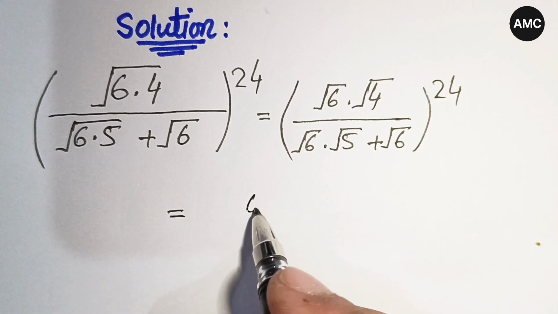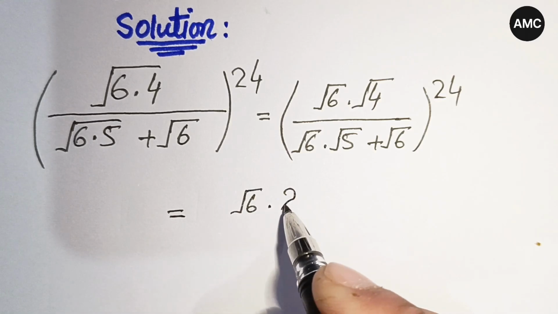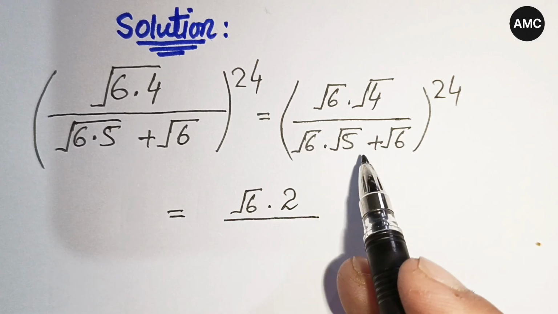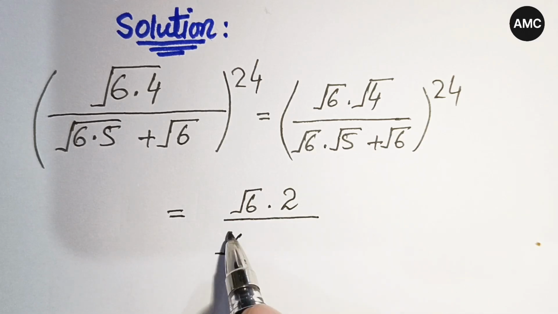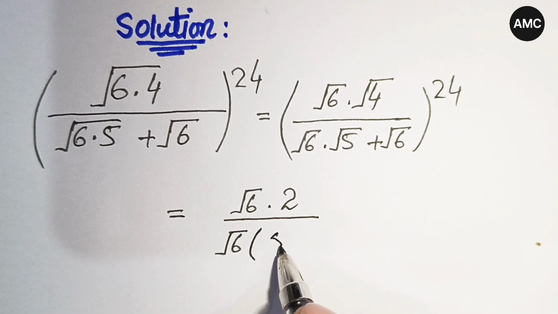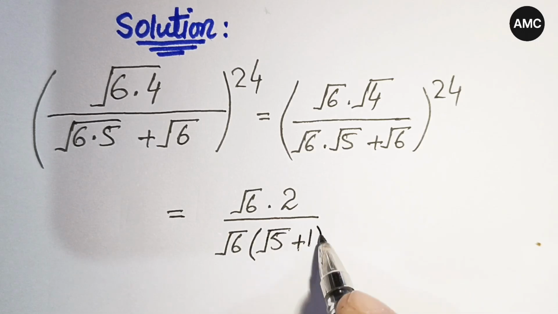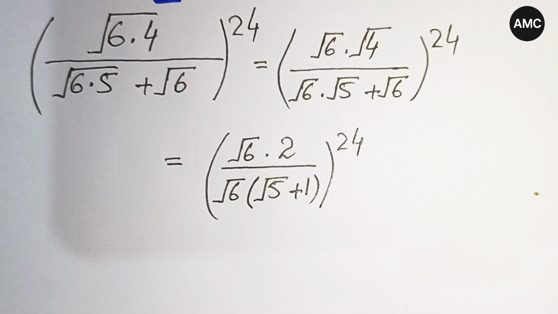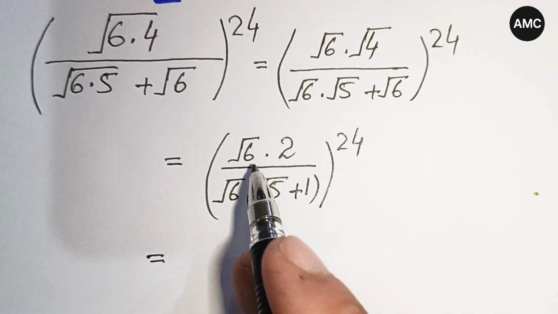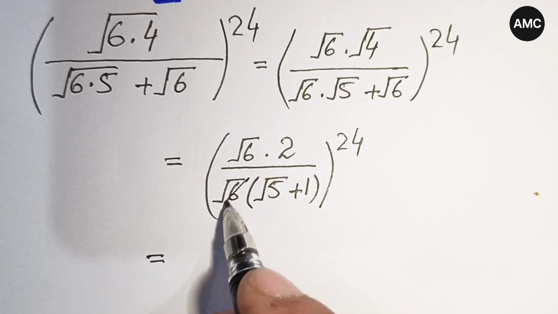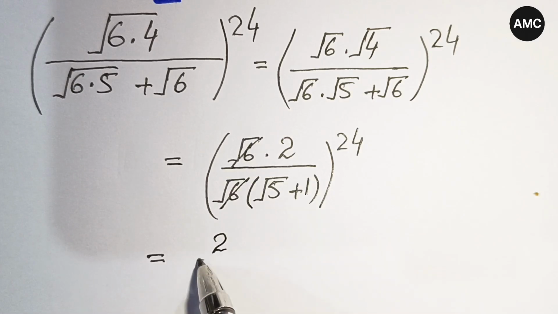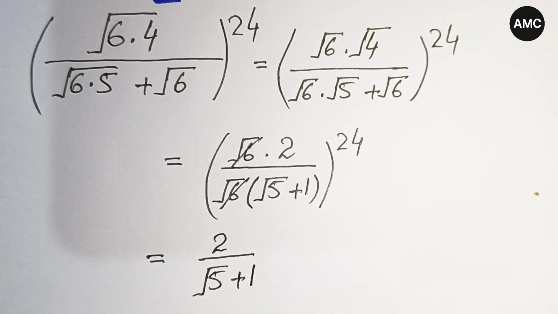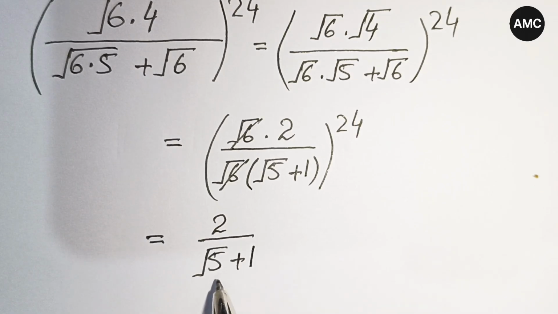Our next step will be: the square root of 6 times the square root of 4 is equal to 2, all over. Here if we just factor out this square root of 6, we have the square root of 5 plus 1, whole to the power 24. Now this square root of 6 and this square root of 6 cancel out, we get 2 over the square root of 5 plus 1.